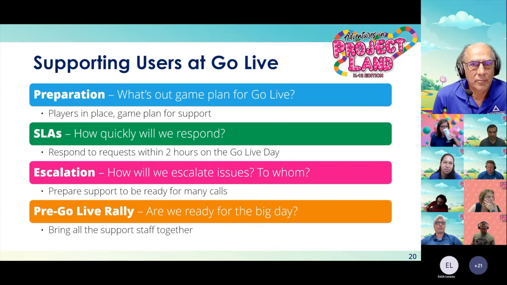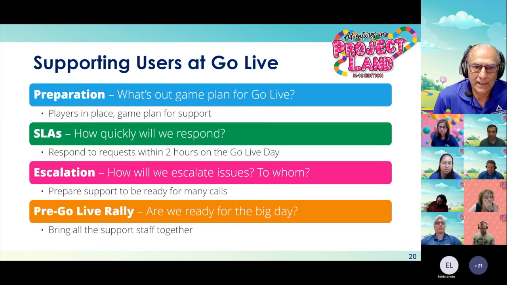I'll be covering preparation, service level agreements or SLAs, escalation, and pre-go live. For preparation, I'll talk about how we put our players in place and created a game plan for them. On SLA, we wanted to respond to our users as quickly as possible, maximum 2 hours. That was our goal. Escalation was all about our different tiers of support, how and when Tier 1 should escalate it to Tier 2. And for Go Live, how we brought the team together and got them ready for the Go Live day.